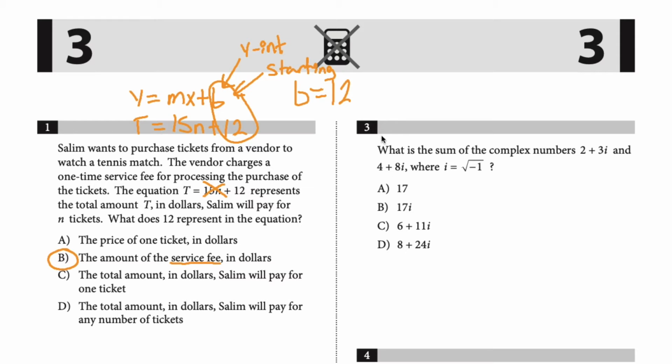We'll skip number 2 for now and just go to number 3. What is the sum of the complex numbers 2 plus 3i and 4 plus 8i? The word sum means to add. So all we're going to do is add these two complex numbers. 2 plus 3i plus 4 plus 8i. We're going to combine the like terms. 2 plus 4 is 6. 3i plus 8i is going to be 11i. So the answer here is going to be C.